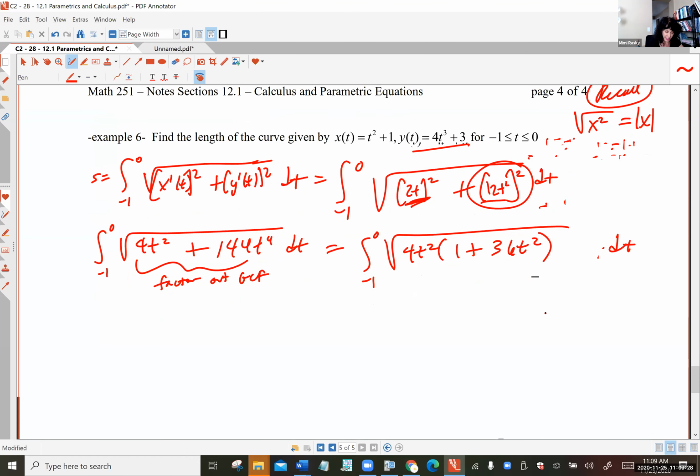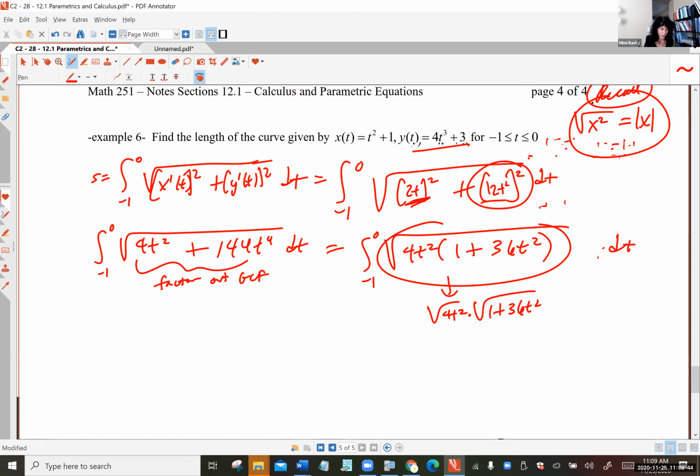Okay, still not integrable. But then you're going to use the law of radicals that says, when I have a product underneath a radical, and that's what these two things are doing with each other, it's a product, you can take the product of the factors. Now, this is where that recall comes into place. This right here is 2 times the absolute value of t, okay? This is what you're trying to integrate.